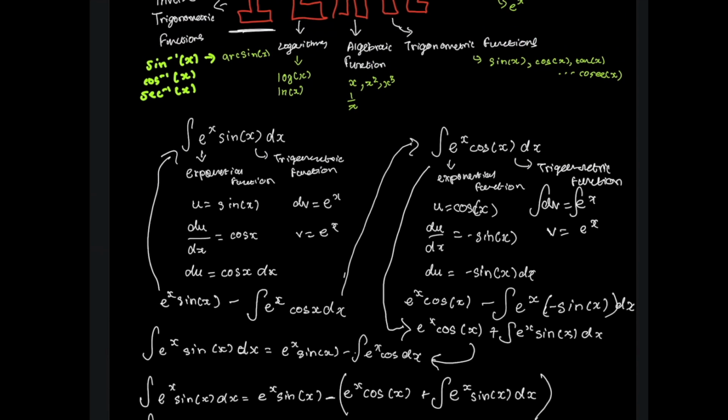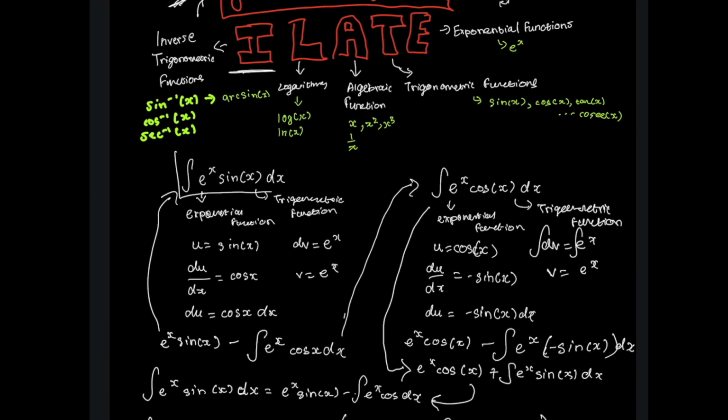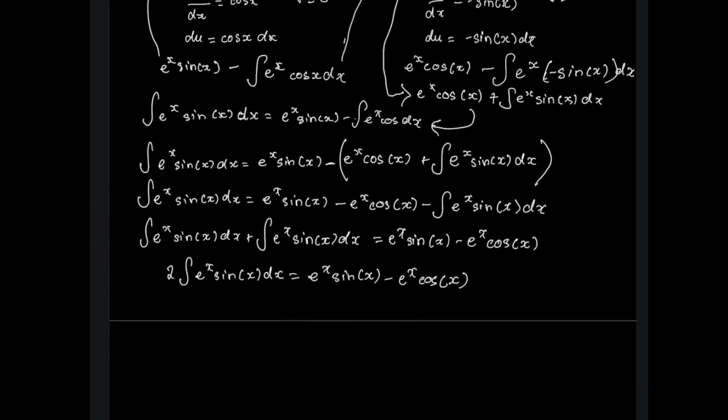we were initially asked to calculate the integral of e power x sin x dx, so we cannot just leave this 2 hanging around here. So basically we're going to remove the 2 and bring it to the other side, and we would get half e power x sin x minus half e power x cos x. So that is your final solution.